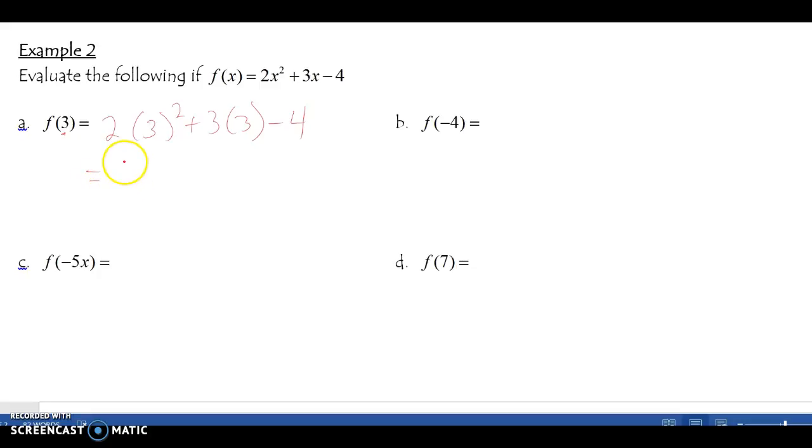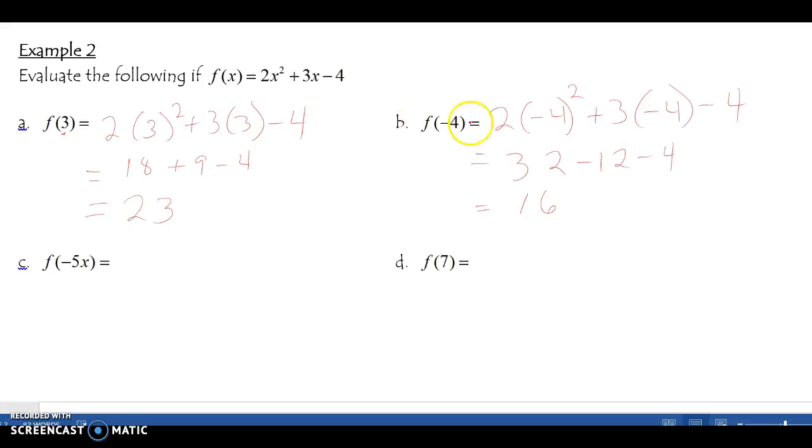And for this one, you're going to end up with 2 times 9, which is 18, plus 9, minus 4, right, which is 27 minus 4, so we'll get an answer of 23. All right, you guys try B. All right, check your answer for B, and you should get 16.